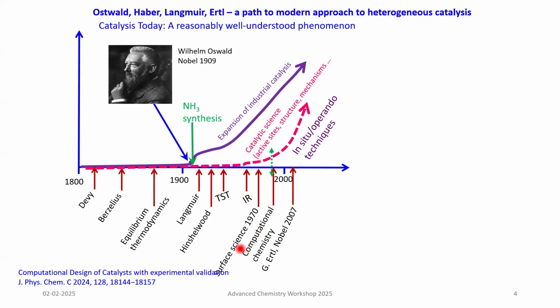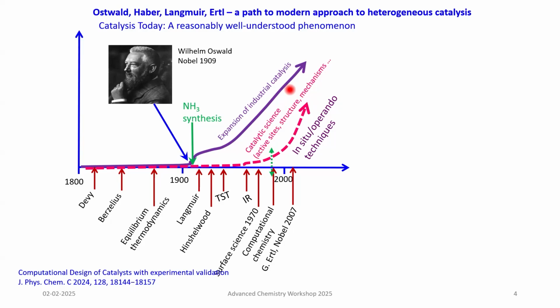And then comes surface science, in the 1970s. Surface spectroscopy and surface science studies became available. So people started looking at catalytic surfaces, catalytic science, active site, structure, mechanisms, etc. These are all things people started focusing on. Earlier, going to the atomic level was very difficult. There was no way to go to the atomic and molecular level.